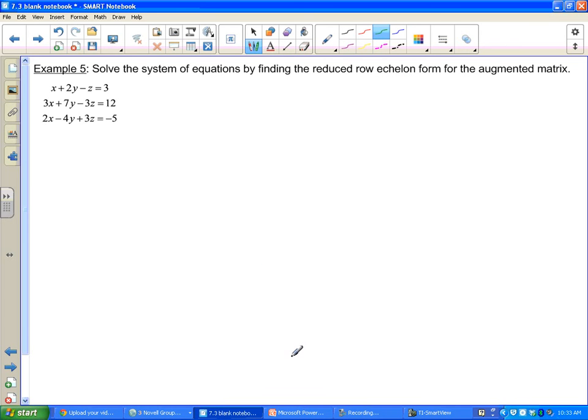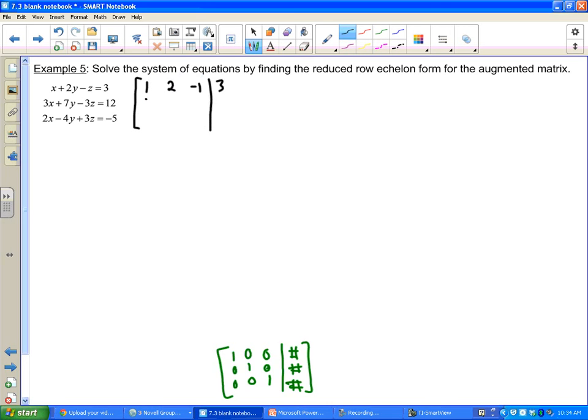Now let's do a reduced row echelon form for the augmented matrix. This time our goal is slightly different. This time we want 1, 0, 0, 0, 1, 0, 0, 0, 1, and then these should be numbers. So that's just going to mean that we have to do a little bit more work than what we did last time, which, hey, no big deal. Why does more work matter? So 1, 2, negative 1, 3, 3, 7, negative 3, 12, 2, negative 4, 3, negative 5.